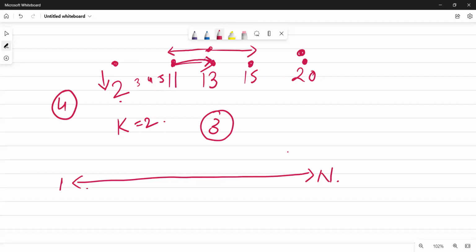So you will start with, okay, with 2, what is the distance? With 2 and 11, how much distance is it? 9. Between 11 and 13, the distance is 2. 13 and 15, the distance is 2. 15 and 20, the distance is 5. Now seeing the distances, you have a total of 4 distances. That means 5 elements. You can see there are 2 continuous 2s here.